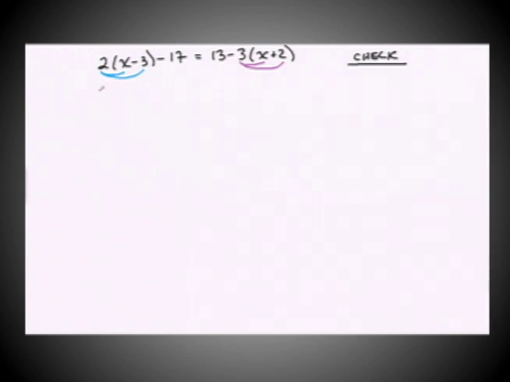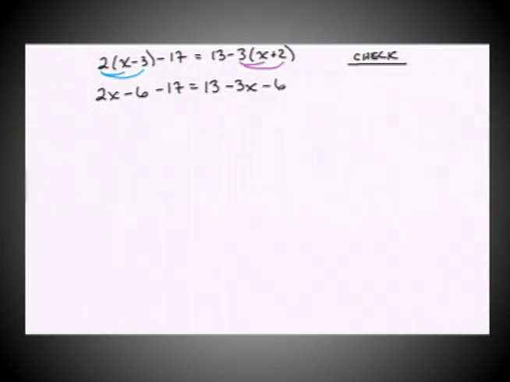2 times x is 2x. 2 times -3 is -6. And then I have a -17 hanging on to the end of that left-hand side. The right-hand side, I have a 13 out front, and when I distribute my -3, -3 times x is -3x, and -3 times +2 is -6.